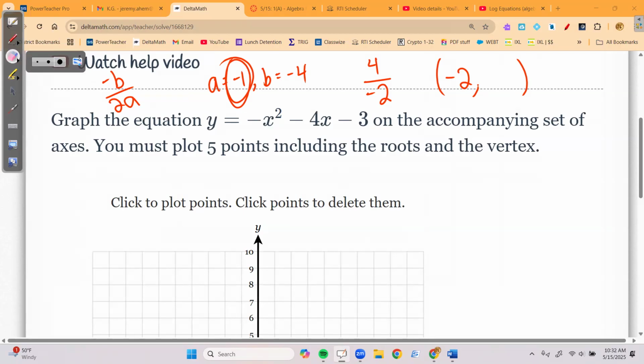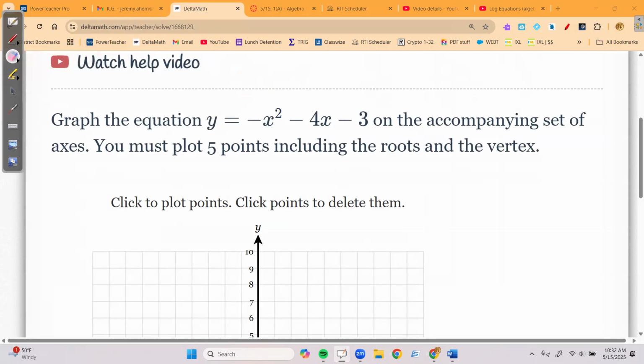You're going to put it in the next box. Yes. So we now know that the vertex is at -2, comma blank. So this little red circle is going to become a -2, and this little red circle is going to become a -2. And this is a harder one. It's going to say the negative of -2 squared minus 4 times -2 minus 3.